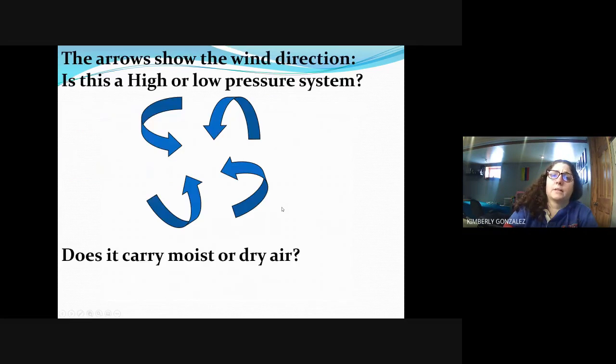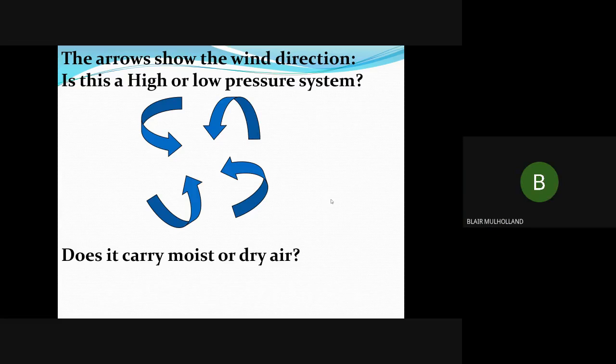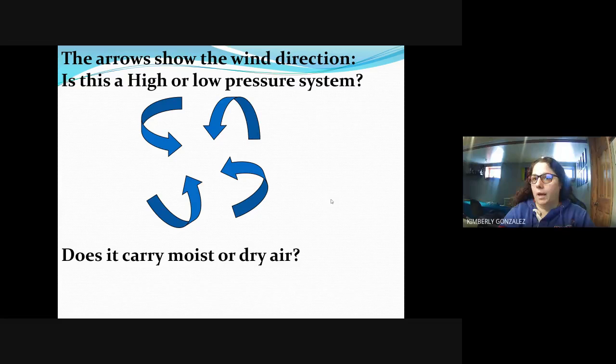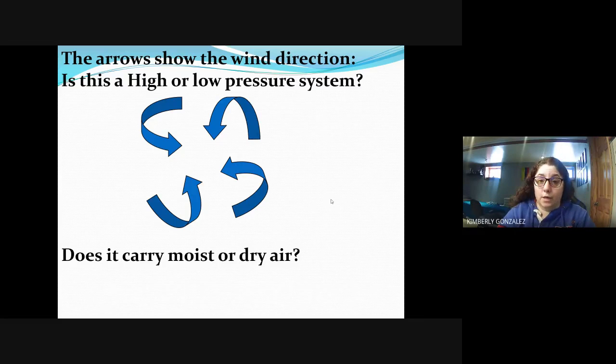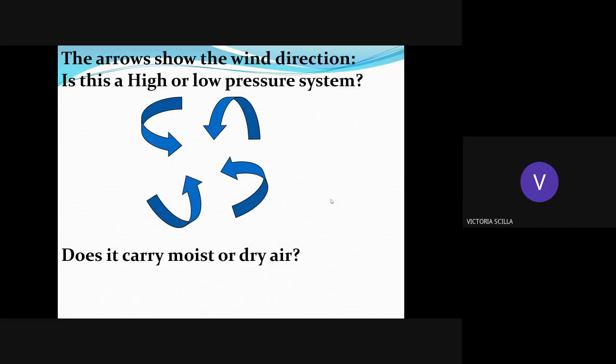So let's look at some practice questions. Now, remember I said you're not always going to have that capital H or capital L inside of the system, and you're going to have to figure it out. But there's no numbers on here. So how am I going to figure out if this is a high or a low pressure system? It's a low pressure because the arrows are going inward, meaning the wind is going inward. Does anybody agree or disagree? I agree.